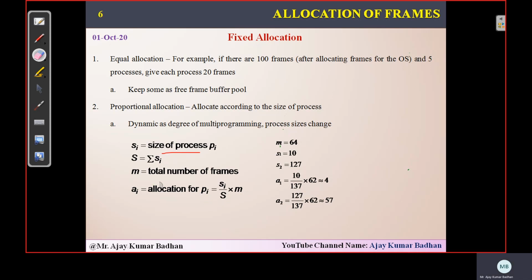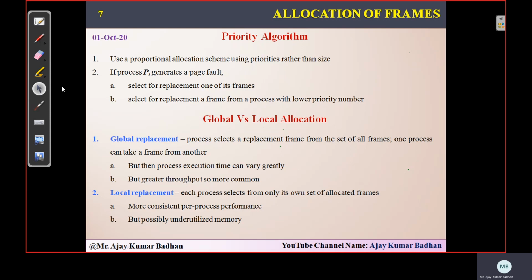Let's go to the next part. That is fixed allocation. Priority allocation will be purely based on priority. For whichever process has the lowest priority, we will give fewer frames. The highest priority will be given a higher number of frames.